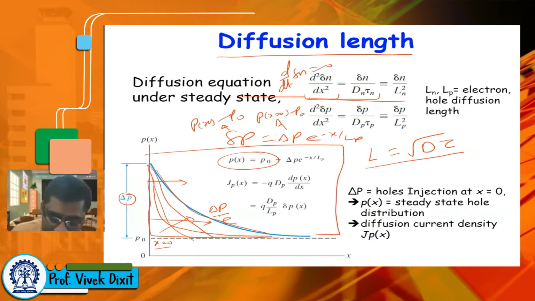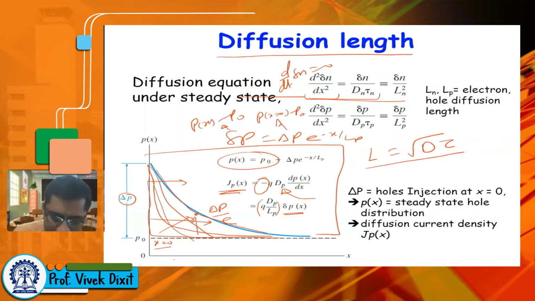Correct? Now from this carrier profile, we can obtain the current, right? Because J is minus q D dΔp by dx, where D is the diffusion coefficient for holes, and for hole current we have a minus sign here. For electron current we have a plus sign here, right? That we have already discussed. So this current can be expressed as a factor times ΔP, right? So this current is proportional to the excess carrier concentration, right?